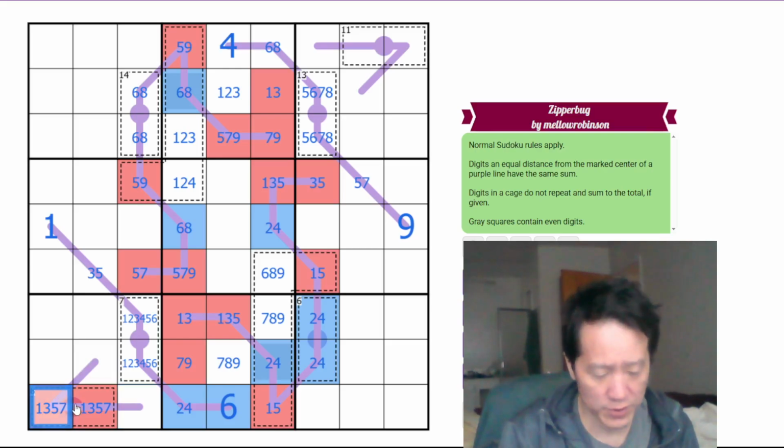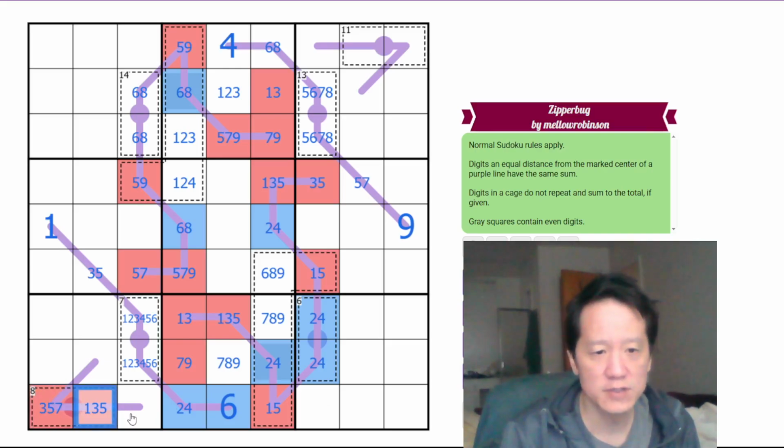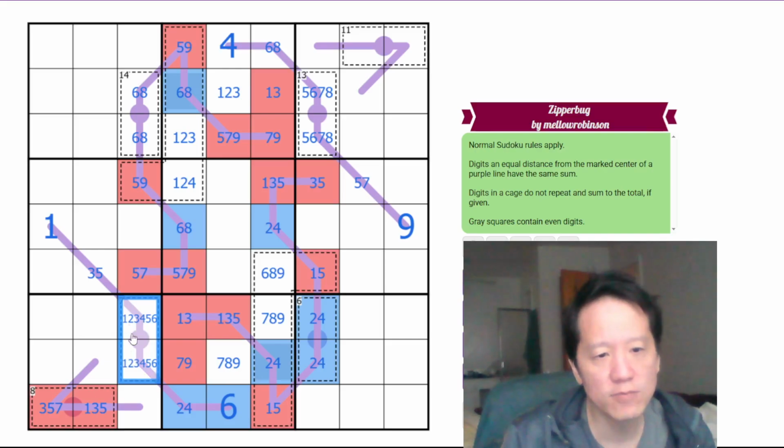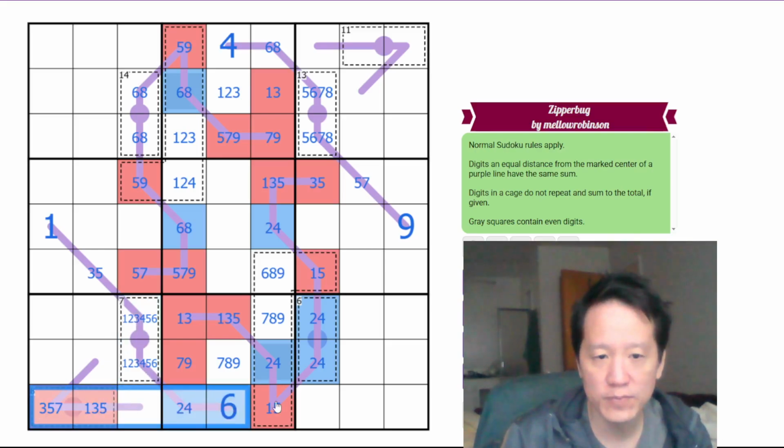This can't be 1, though. So this can't be 1. So therefore, this can't be 7. What possibilities are eliminated here? Actually, none of them are. Okay.